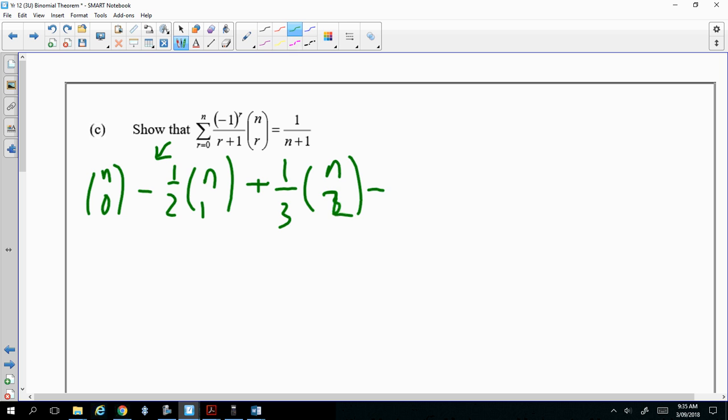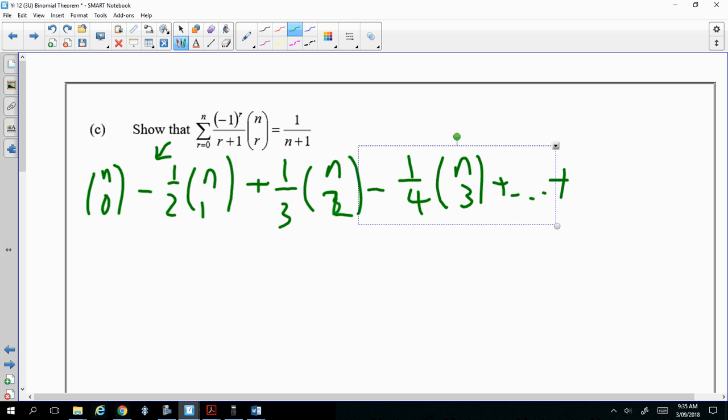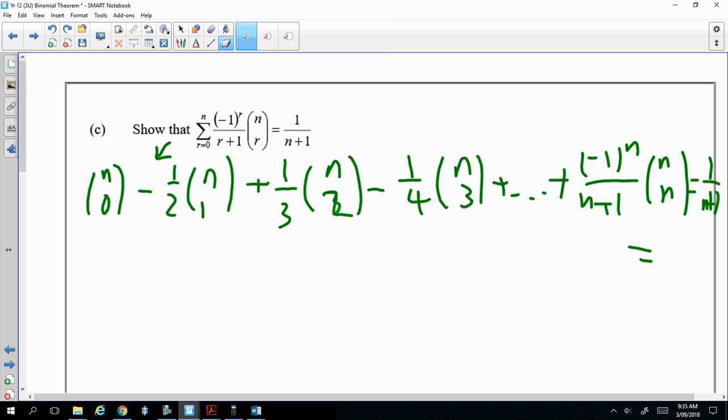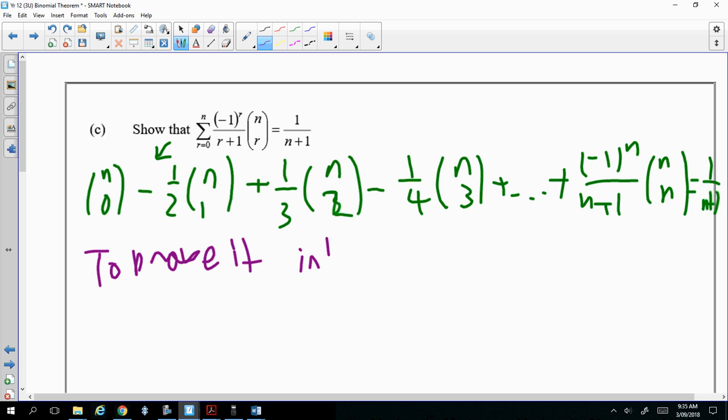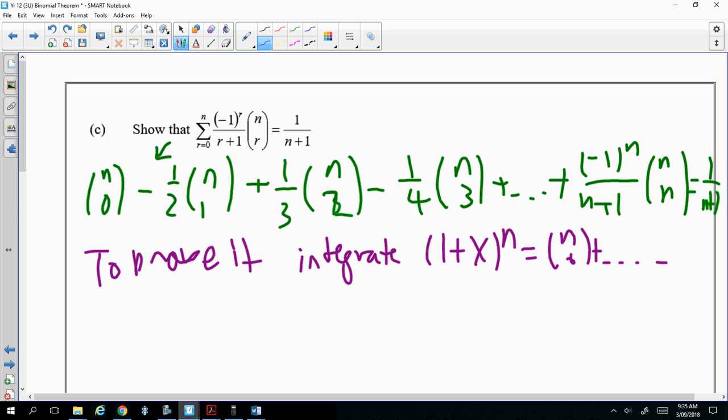And when you see the alternating sign, again, to prove it, you integrate this expression, n0, and then you substitute x equal to -1. That gives you the alternating signs. Okay. Right. So again, the video is on the Google Classroom, so you could have a look. So check video.